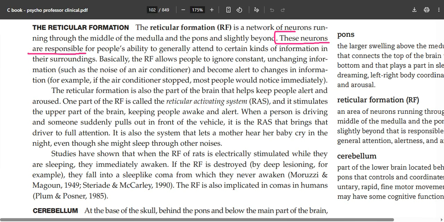These neurons are responsible for people's ability, it means your ability, to generally attend to certain kinds of information in their surroundings. So in your surroundings, if you are watching this video, then this RF might be responsible, because it is having your ability to generally attend to certain kinds of information. Now basically, the RF, reticular formation, allows people to ignore constant information, and this is where I will tell you, maybe in this chapter or the next chapter, I will tell you at the end of the video how this is related.